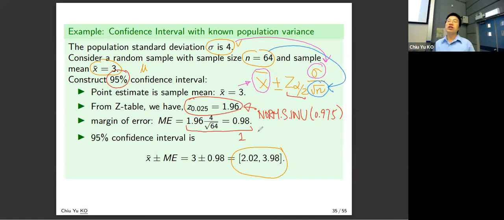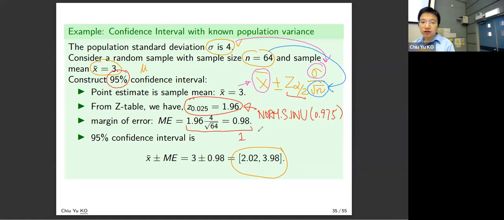Because once you do it, there's no probability. Once you do it, it's a number. There's no probability anymore, so you can't say probability. That's why we call it confidence. We cannot say 95% probability interval. There's a probability before you do this process. After you do it, there's no more probability.